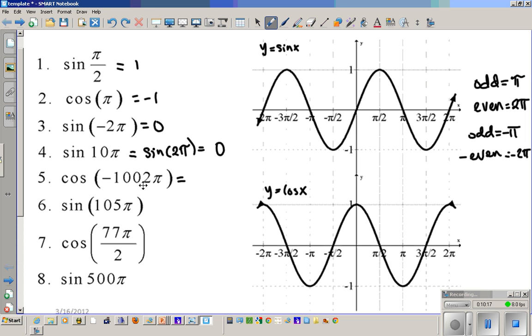Now how about this one? Cosine negative 1002 pi. Is this odd or even? Since it's even, it's simply going to be cosine of negative 2 pi. Alright, remember, if it's even, you use the 2 pi. If it's odd, you use pi. So what is cosine of negative 2 pi?